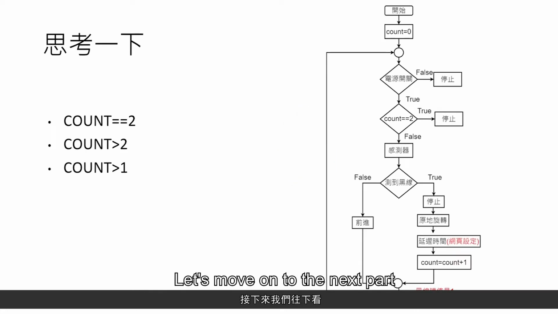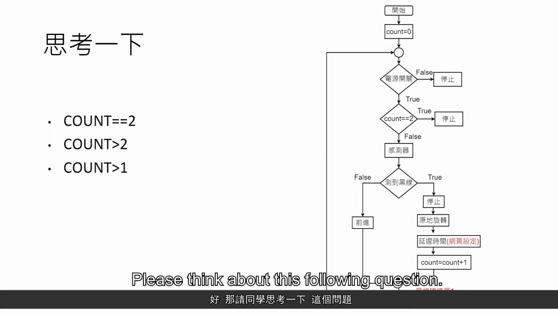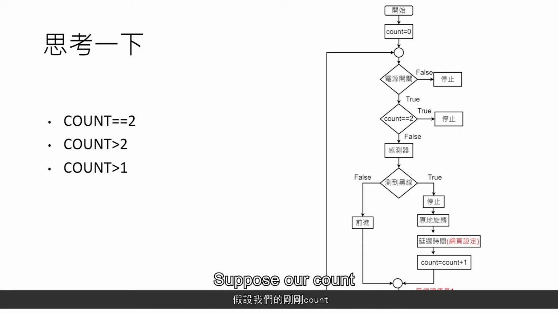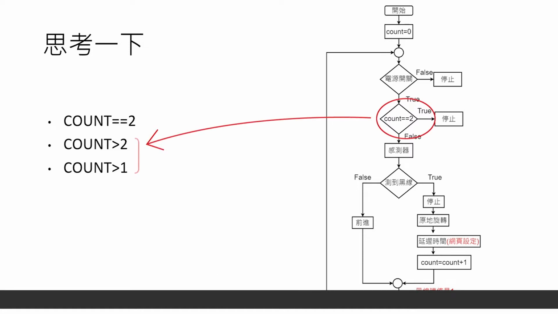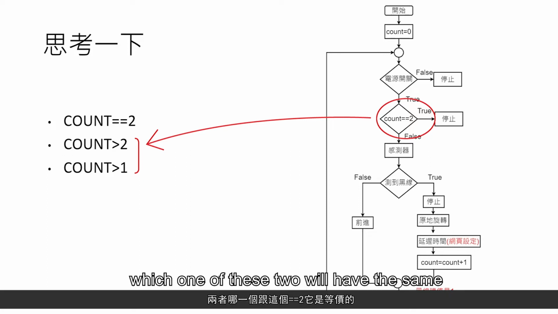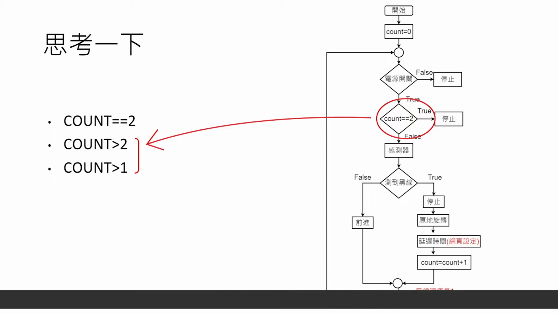Let's move on to the next part. After we are done with the practice, please think about the following question. Suppose our count is set to double equals 2. For the evaluation of this value, if I change the statement to list 2, will it mean the same for count greater than 2 or count greater than 1? Which one of these two will have the same meaning as double equals 2?